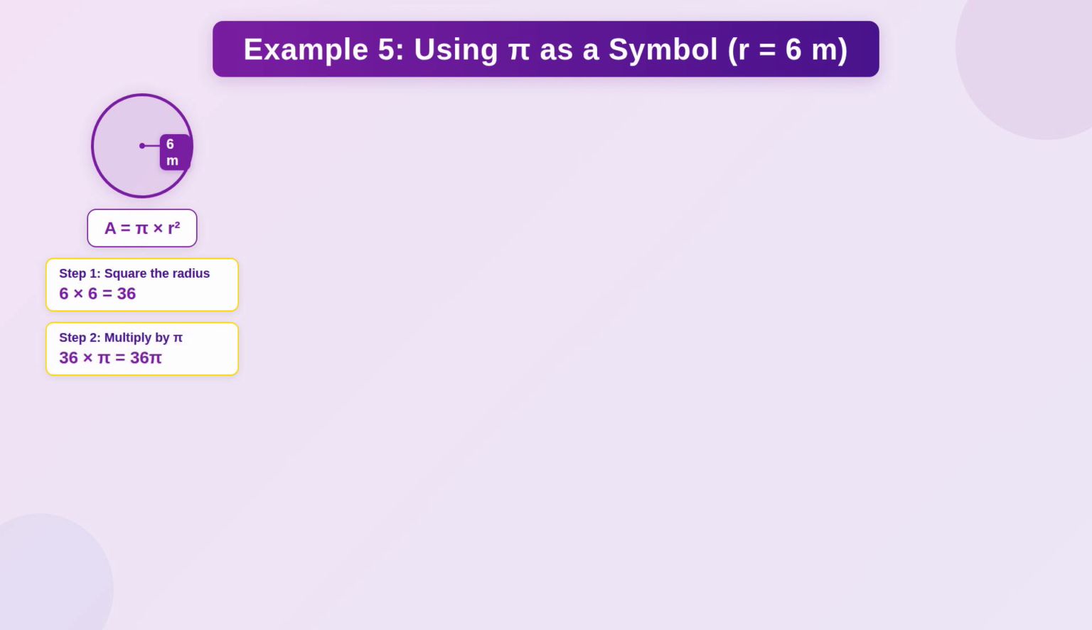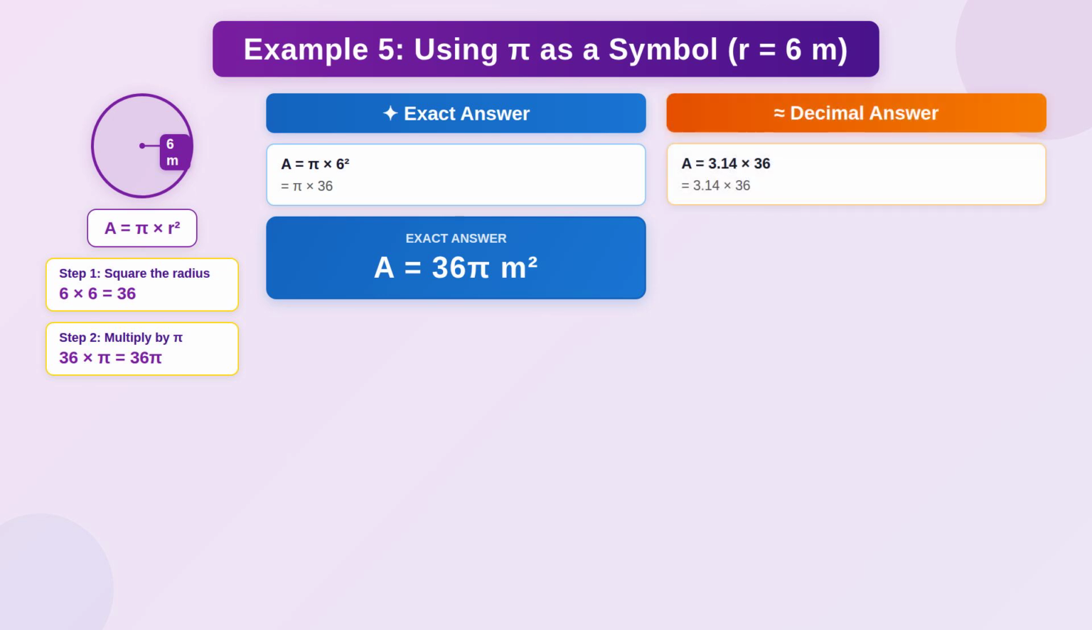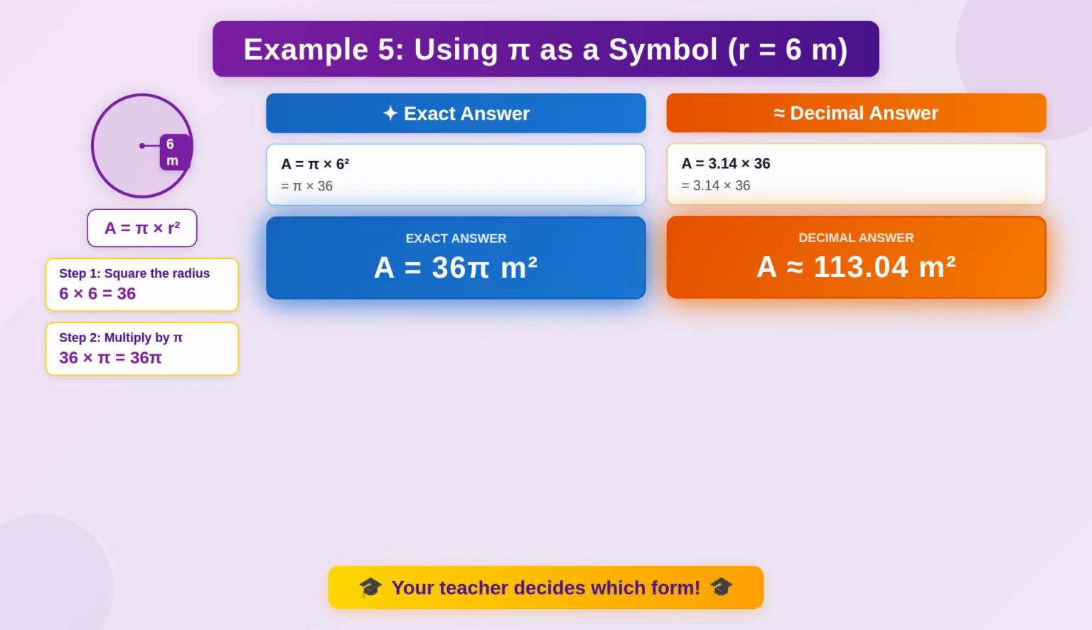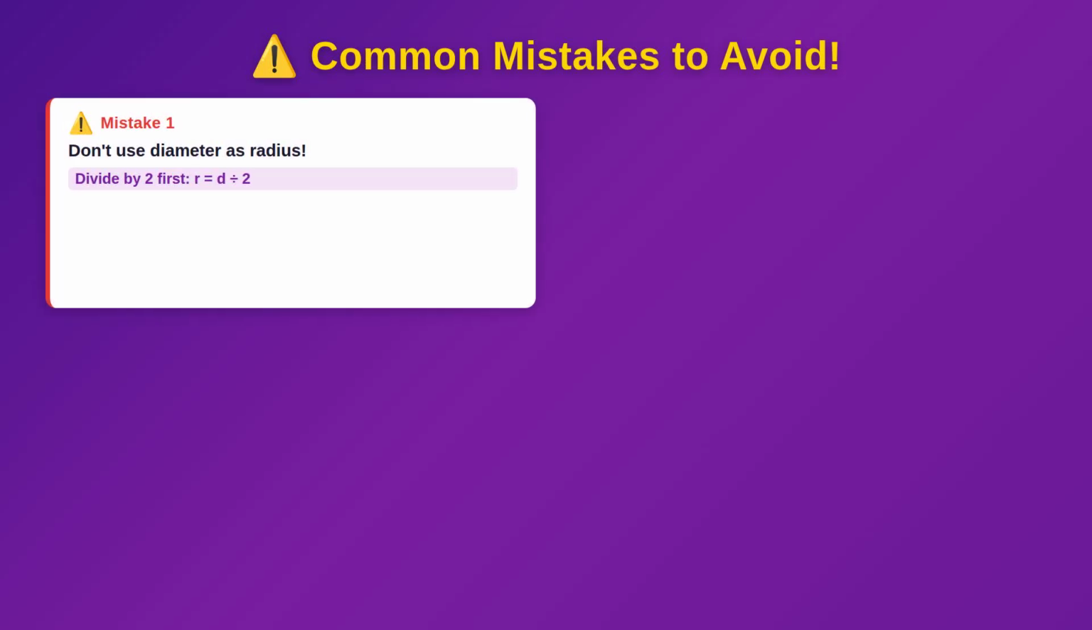And this one shows you something cool. Sometimes your teacher asks you to leave the answer in terms of pi, meaning you don't multiply by 3.14. You just leave the pi symbol in your answer. Let's find the area of a circle with radius 6 meters. Step 1, square the radius. 6 times 6 equals 36. Step 2, multiply by pi. We write 36 pi. That's our exact answer, 36 pi square meters. If we want the decimal version, 36 times 3.14 equals 113.04 square meters. Both forms are correct. Your teacher will tell you which one they want.